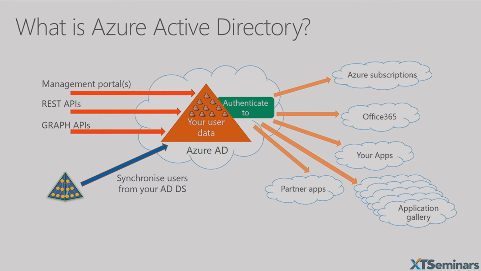But we can also go to your apps. Where are your apps? They might be on premises. They might be in a cloud service of some kind that you've purchased. It could be in a public cloud, could be in a private cloud of yours. We can go to partner apps, so we can authenticate to them, and we can authenticate to a whole raft of SaaS apps which come out of a gallery.